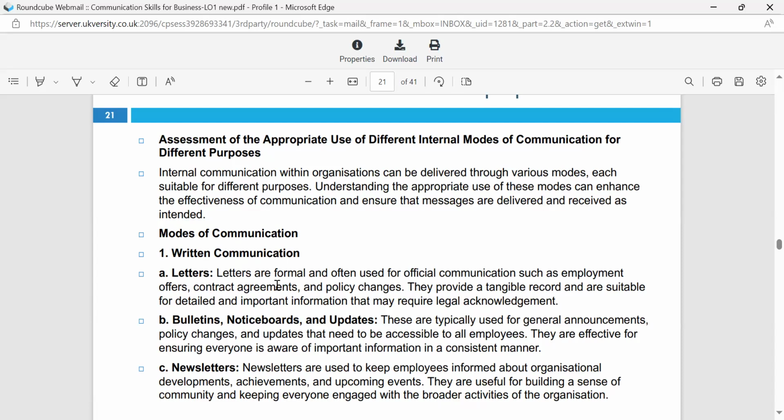So the different modes of communication within an organisation. There are 3 modes, which are known as imperative communication, presentational communication, and interpersonal communication. And we'll go through each one with reference to different types of communication.